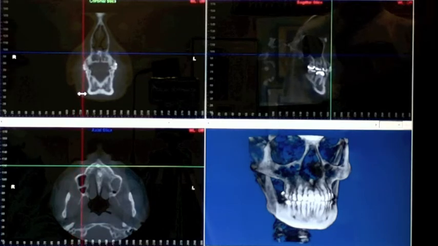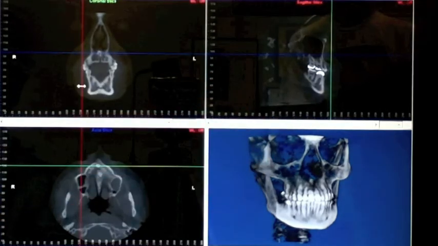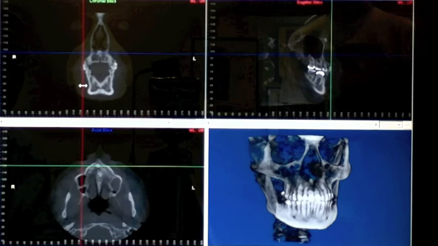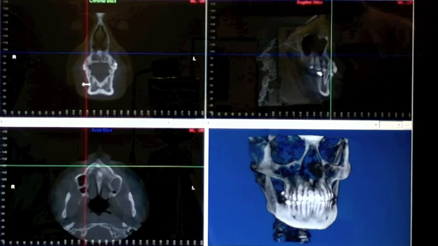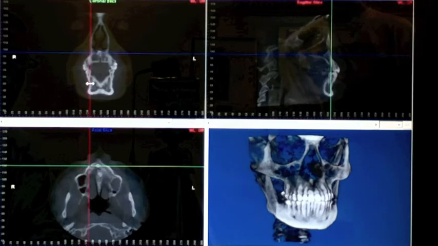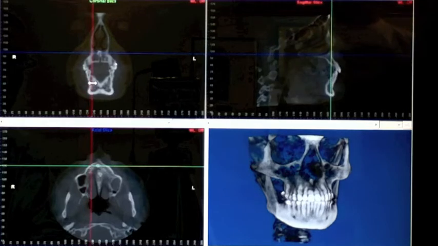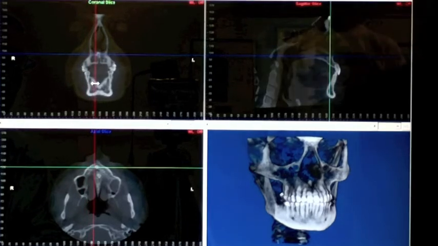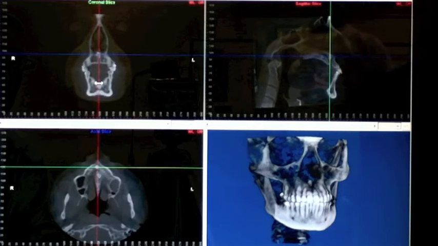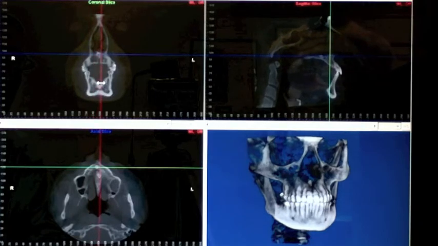As we come forward, we get good views of the posterior teeth. This is often where we would pick up periapical pathology, chronic inflammation that may be present in previously treated root canals. And we get good views of the incisors within the bone.